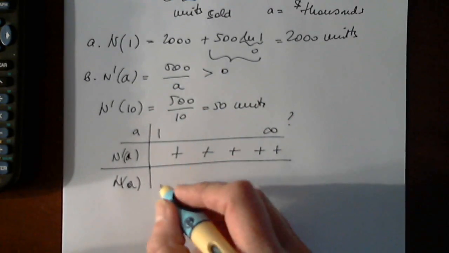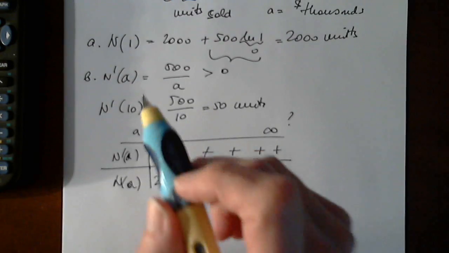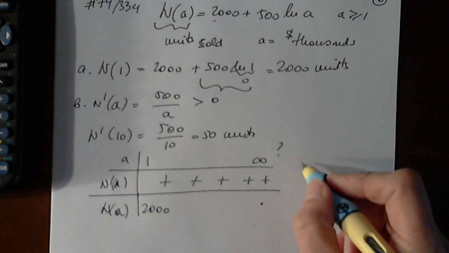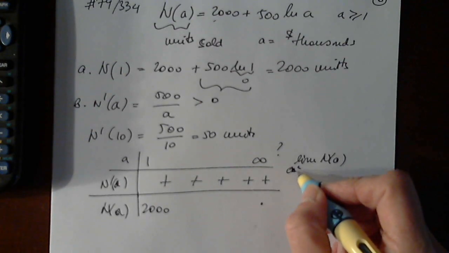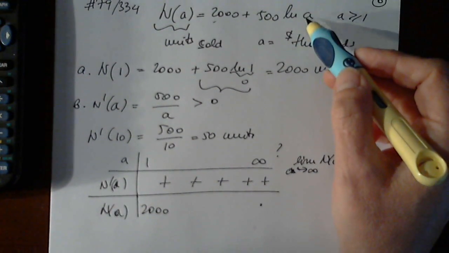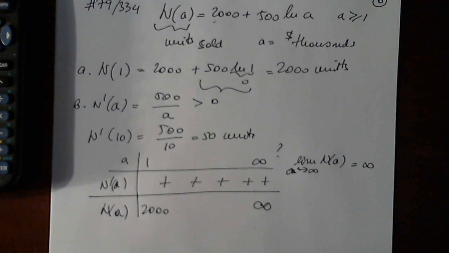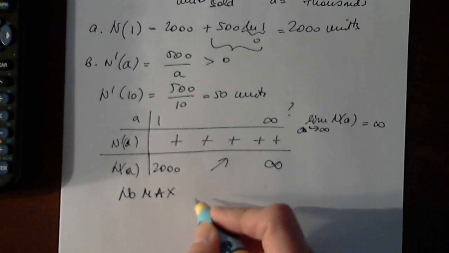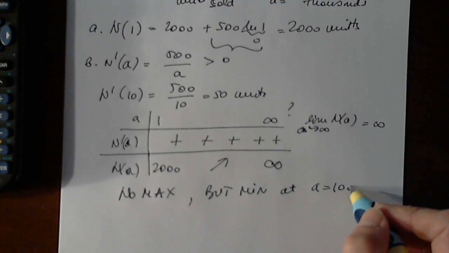N of 1 we already have is 2,000 units. Now what happens if I want to determine the limit of n of a as a approaches infinity, right here? So a approaches infinity, infinity times 500 is infinity, plus 2, so this is infinity as well. So I will have to conclude that this function does not have a maximum, no max, but a minimum at a equals 1.